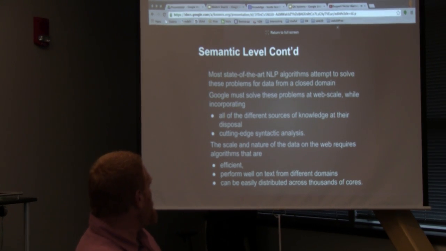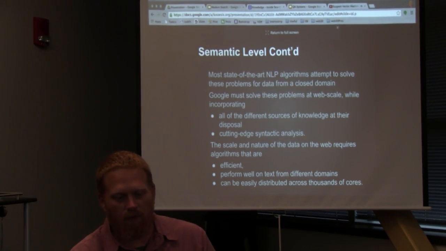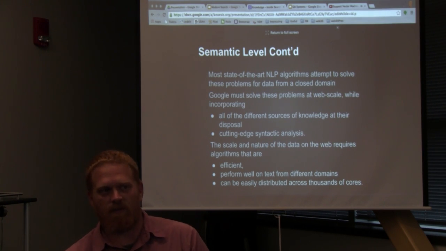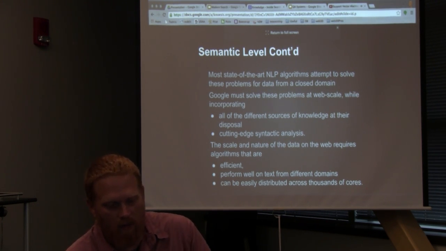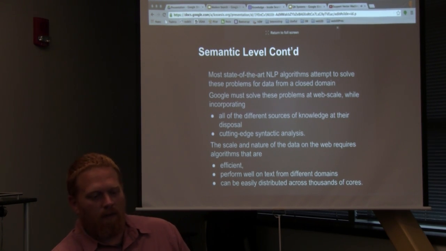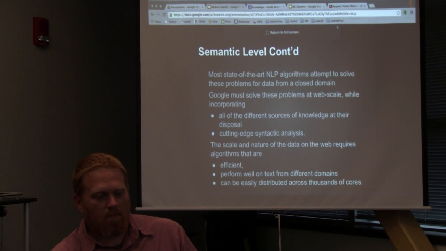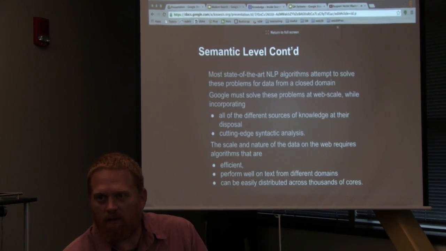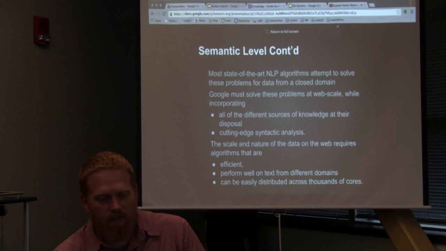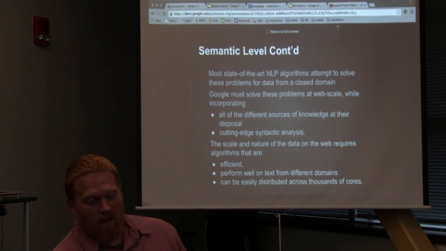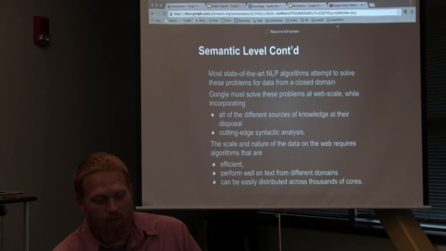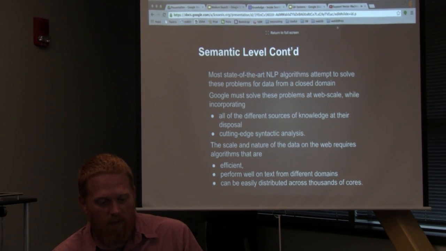Most NLP algorithms attempt to solve these problems for data from a closed domain. So these question answering systems can answer a question, maybe, if the data's in there. Google has to do these at a web scale, so they have to do them across all domains from different knowledge bases. This requires cutting-edge syntactic analysis. The scale and nature of the data on the web requires that algorithms be efficient, perform well on text across domains, and be scalable.